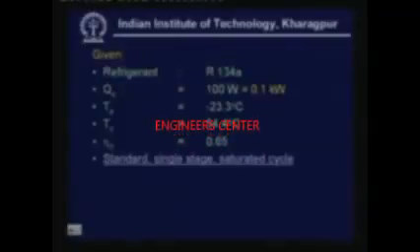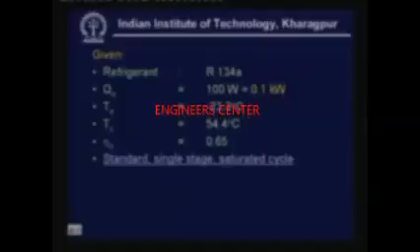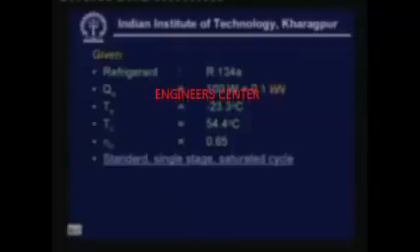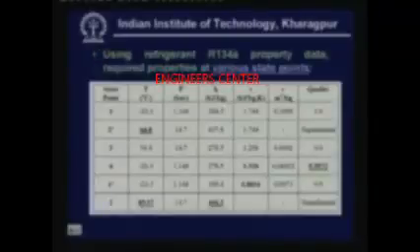Information given is like this. Refrigerant is R134A, refrigeration capacity is 100 watts or 0.1 kilowatts, evaporator temperature is minus 23.3 degrees centigrade, condensing temperature is 54.4 degrees centigrade, and the isentropic efficiency of the compressor is 0.65. And it is mentioned that it is a standard single stage saturated cycle.